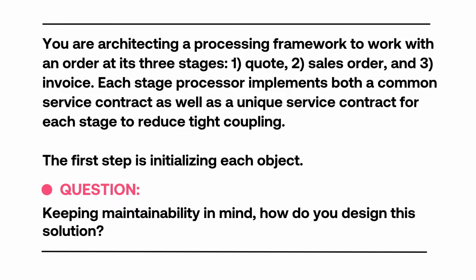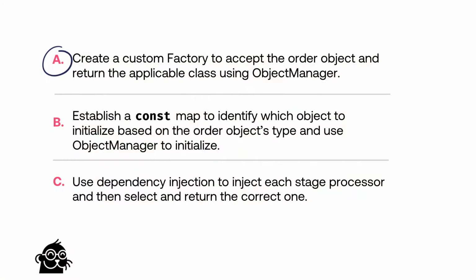Well, we have a couple options here. Let's take a look at these answers. I have the correct answer selected, so let's take a look. A, create a custom factory to accept the order object and return the applicable class using Object Manager. B, establish a constant map to identify which object to initialize based off of the order object's type and use Object Manager to initialize.